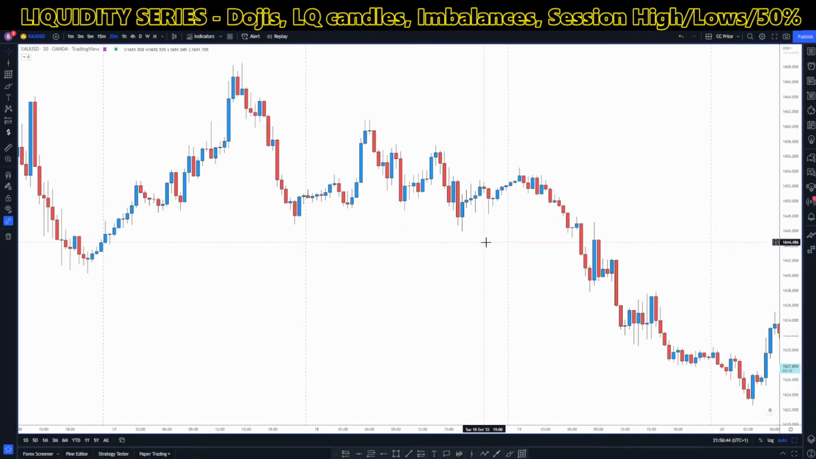With that in mind, those are some of the common price action candles and formations that I'll be looking for. Another thing I'll look at is session highs and lows. I've got a video on that called Understanding the Different Sessions.